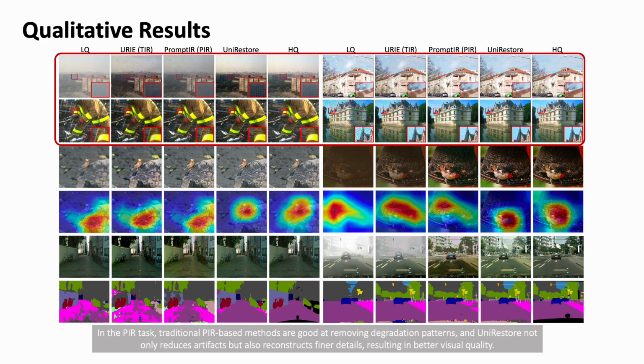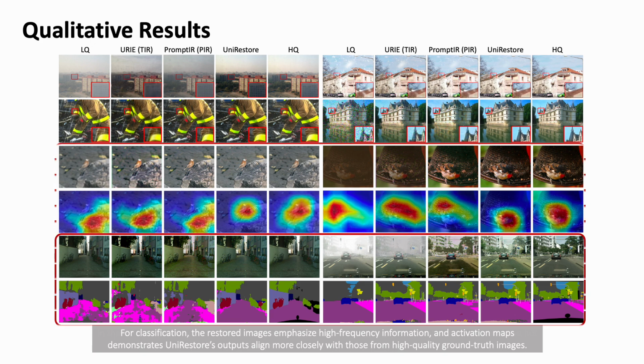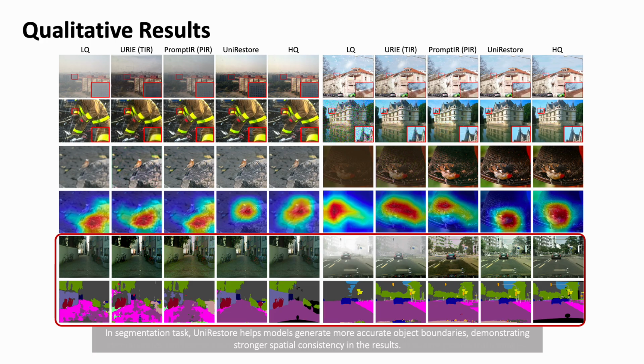In the PIR task, traditional PIR-based methods are good at removing degradation patterns, and UniRestore not only reduces artifacts but also reconstructs finer details, resulting in better visual quality. For classification, the restored images emphasize high-frequency information, and activation maps demonstrate UniRestore's outputs align more closely with those from high-quality ground truth images. In the segmentation task, UniRestore helps models generate more accurate object boundaries, demonstrating stronger spatial consistency in the results.